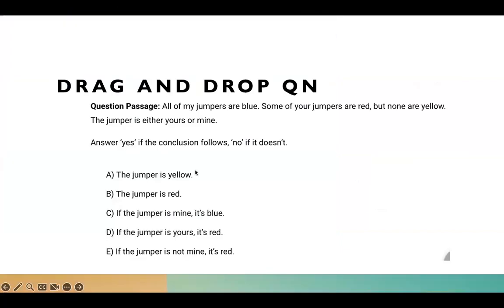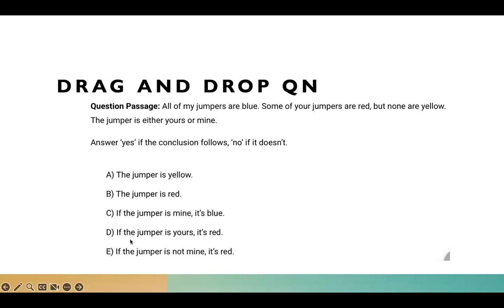So here is an example of a drag and drop question, because this is the one that people are most curious about, as in what is it? Essentially you'll get something like three statements, and then the question will say answer yes if the conclusion follows or no if it doesn't. The statements say: all of my jumpers are blue, some of your jumpers are red, but none are yellow. The jumper is either yours or mine.